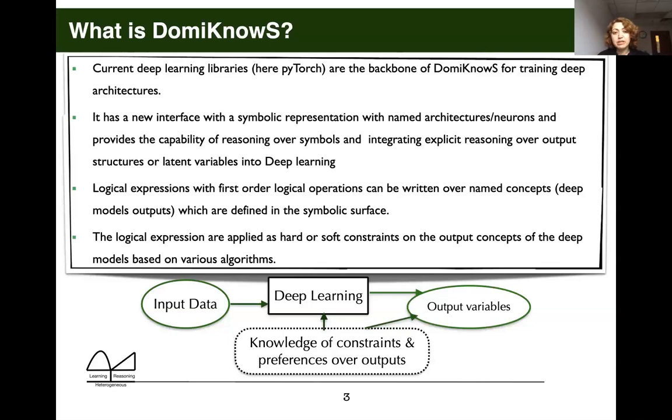DomiKnowS is a library whose backbone is just deep learning libraries like PyTorch. And it introduces a new interface and symbolic representation via which we name architectures. And then we can express logical expressions, first order logical expressions, using these named concepts. And then these logical expressions can be used as hard or soft constraints on the output concepts of the deep models based on a variety of algorithms.